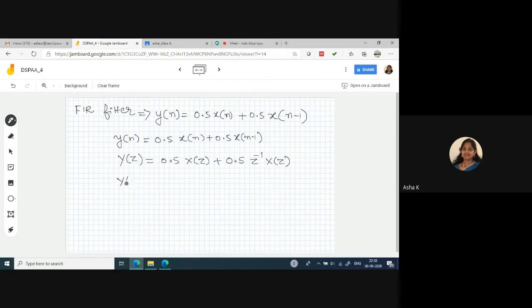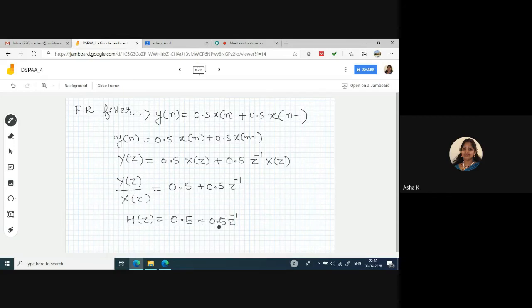Now if we take X of z outside as common, and take it to the denominator, I'll have 0.5 plus 0.5 times z to the power minus 1. So this is H of z. The equation of H of z is 0.5 plus 0.5 into z to the power minus 1.